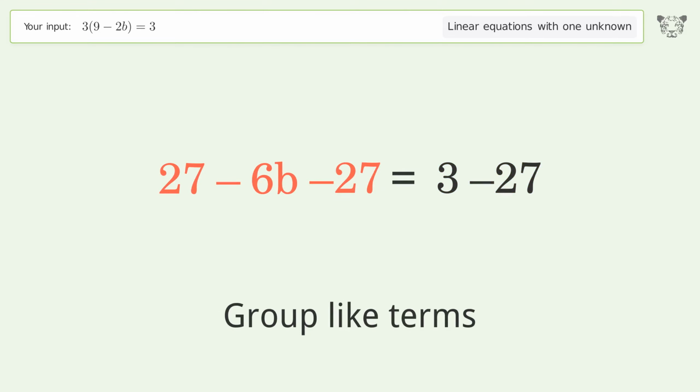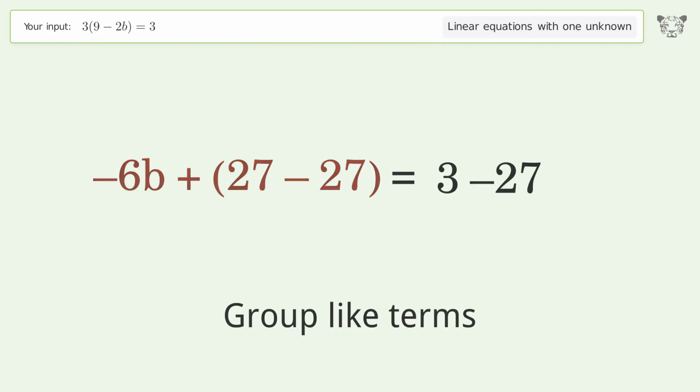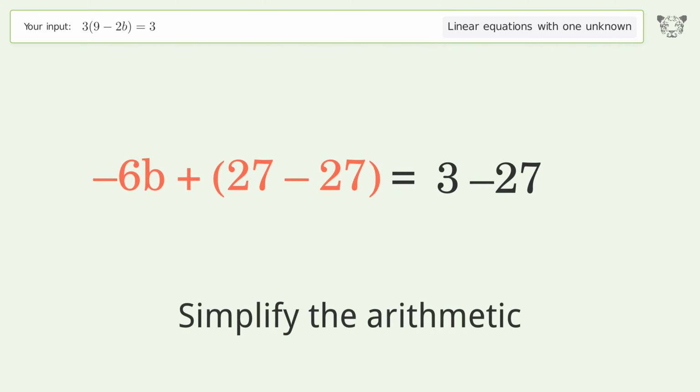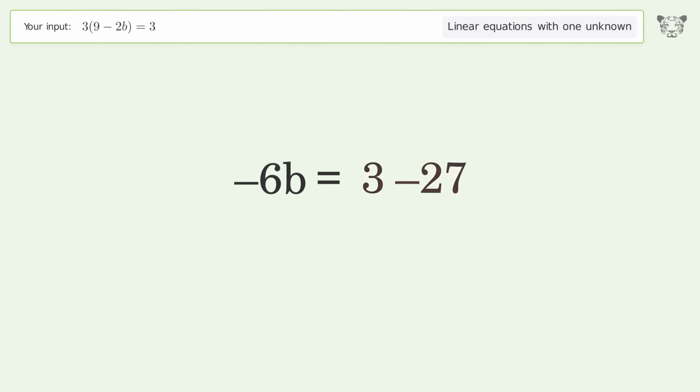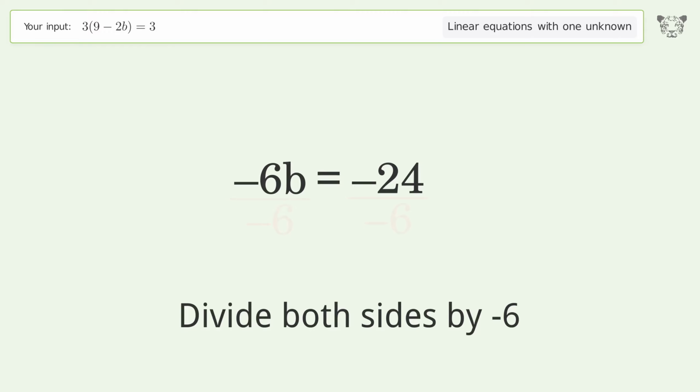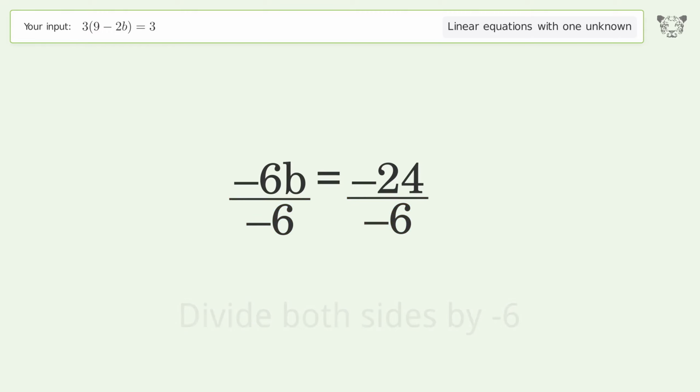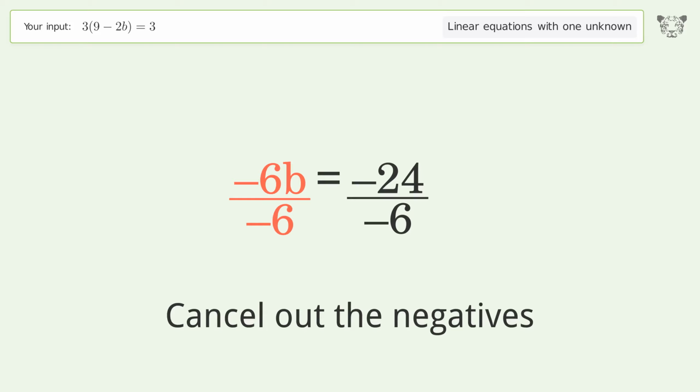Group like terms. Simplify the arithmetic. Isolate the b. Divide both sides by -6. Cancel out the negatives.